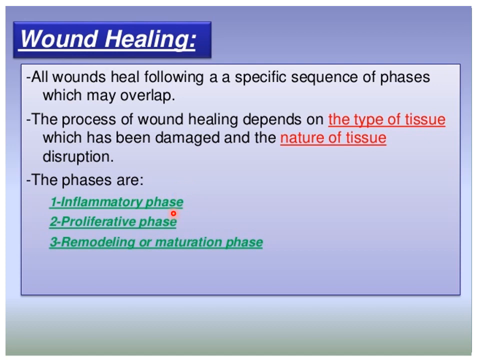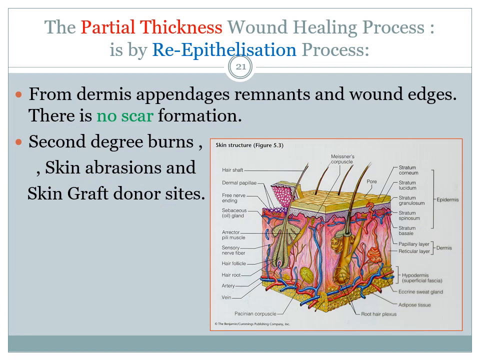The process is by reepithelialization. Here there is regeneration of the new epidermis from the underlying dermis appendages remnants and from the wound edges, and new epithelium develops and covers the dermis and restores the skin integrity. There is no scar formation in this process. Examples are second degree burns, skin abrasions, and skin graft donor areas.